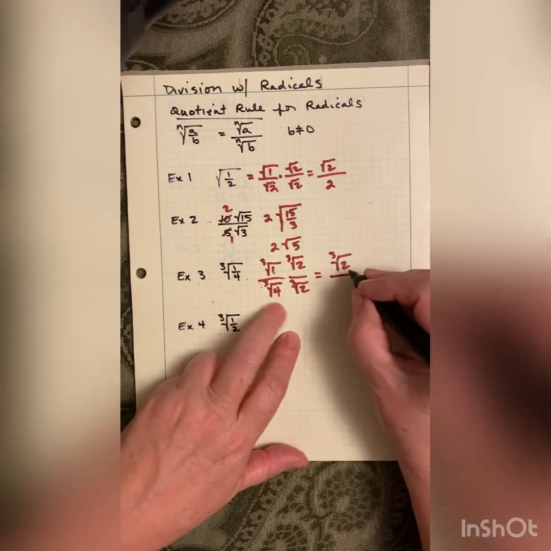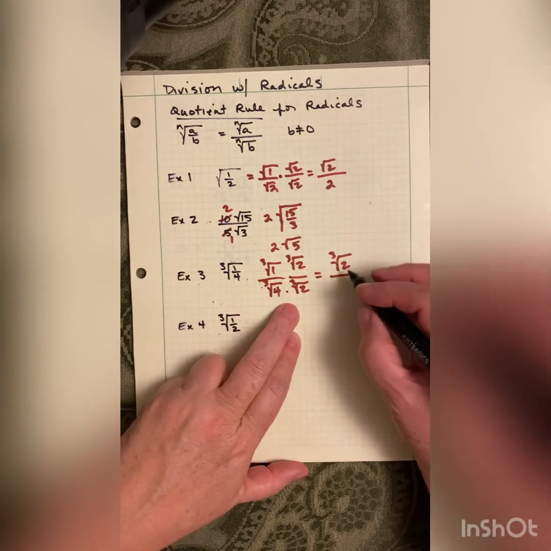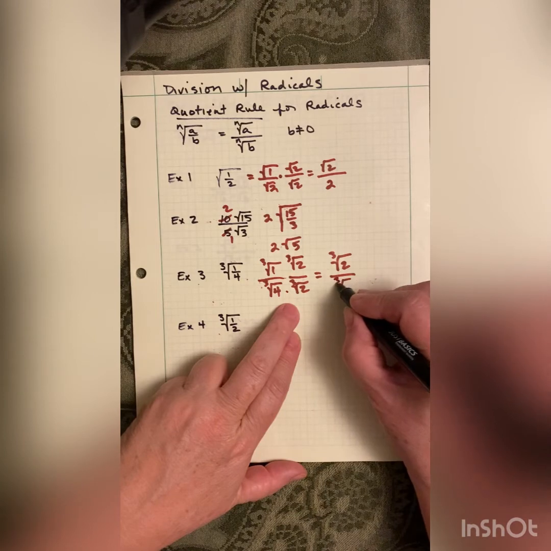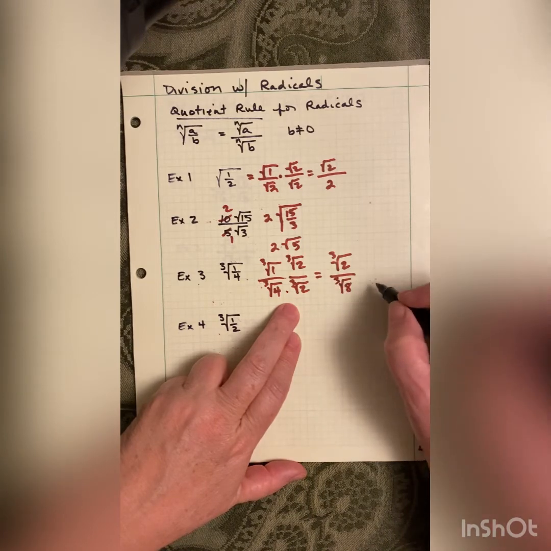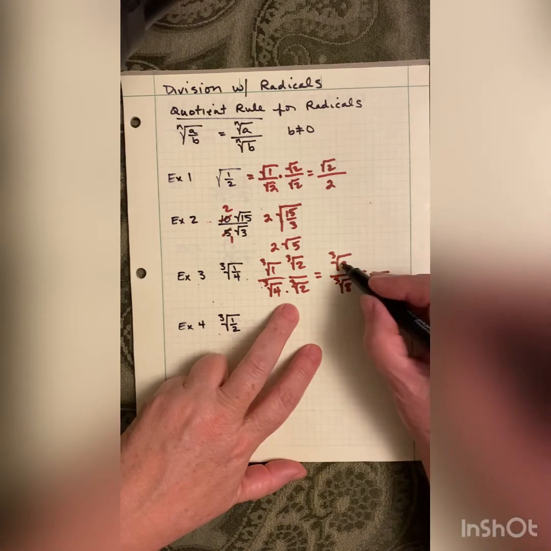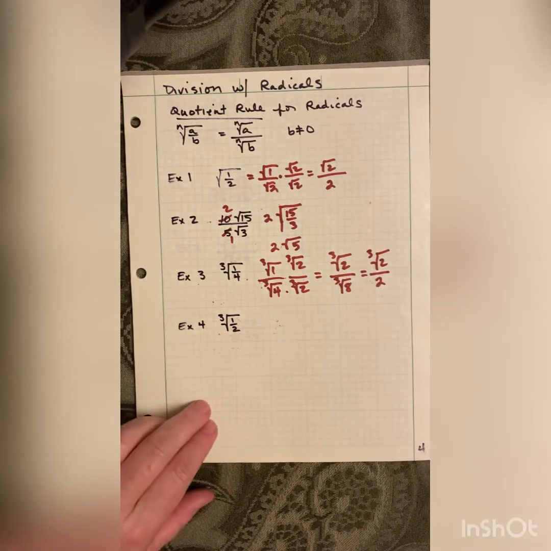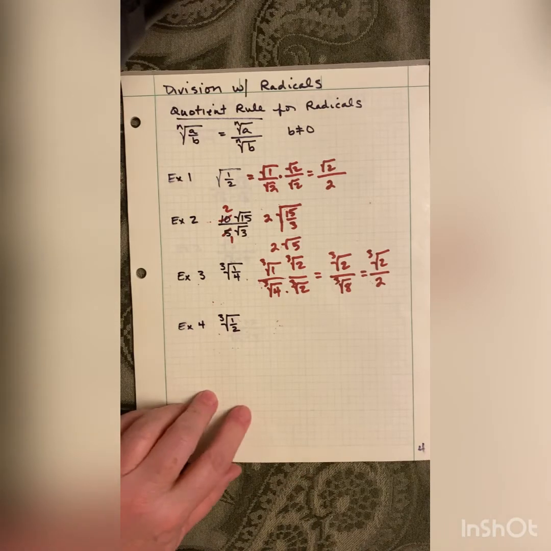Then down here, same index being multiplied, so that would give me the cube root of 8. And the cube root of 8 is 2. There's nothing I can do with that, so the answer is cube root of 2 over 2. All right, next one.